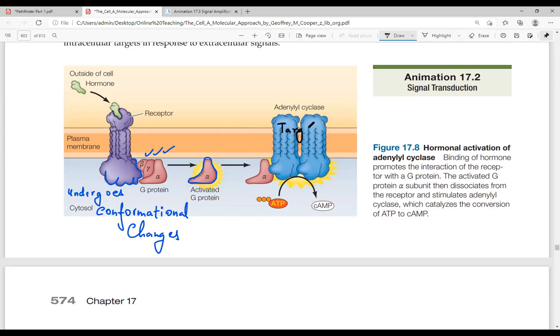Once it binds to the target enzyme, it converts the ATP molecule into cyclic AMP, and the cyclic AMP then induces signal transduction to take place. The signal is transduced, and it will be passed on to specific receptors.